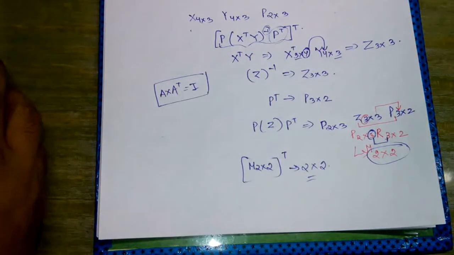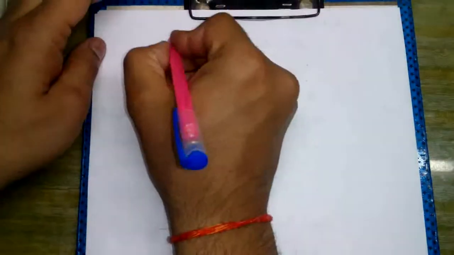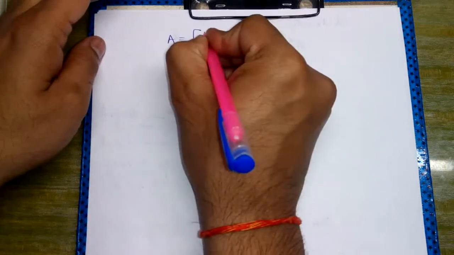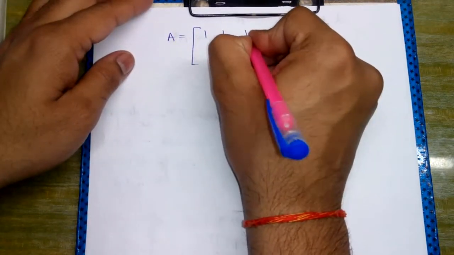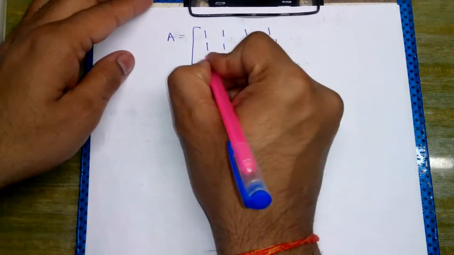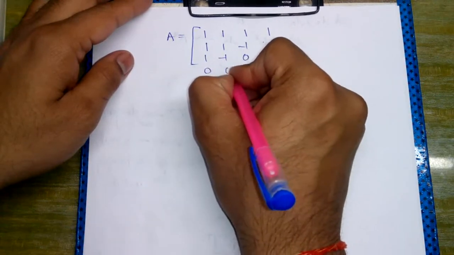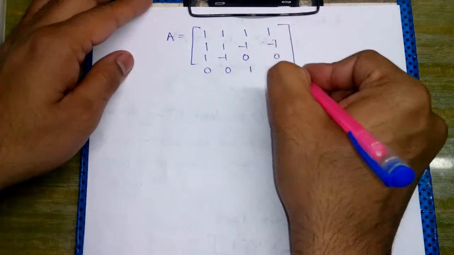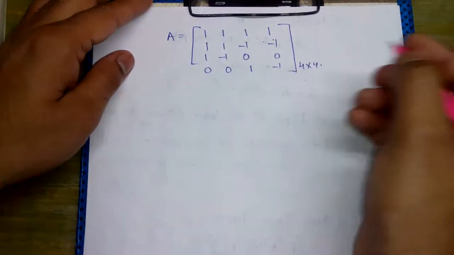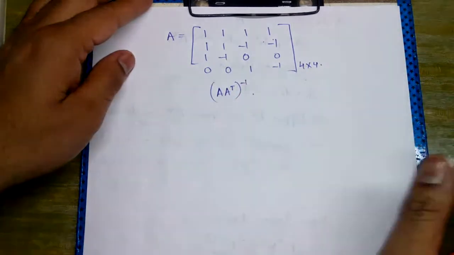Now we will do a numerical which was asked in a previous GATE exam, and it was given like this. We have been given a matrix of the order 4 cross 4: 1 1 1 1, 1 1 minus 1 minus 1, 1 minus 1 0 0, 0 0 1 and minus 1. So this is the matrix of order 4 cross 4. We have to find the value of (A into A transpose) inverse.